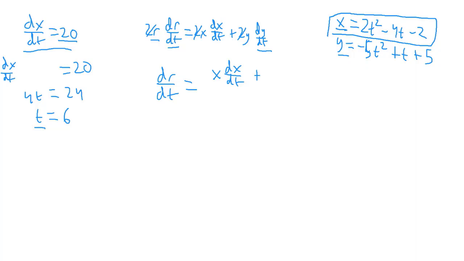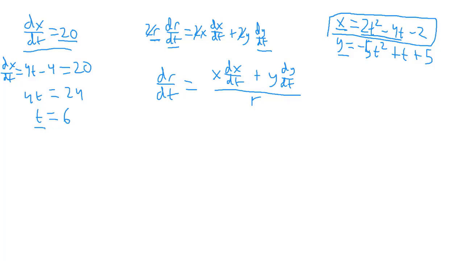dx/dt equals 4t minus 4. So that's where our 4t minus 4 comes from, just taking the derivative up here. So we find dr/dt is x dx/dt plus y dy/dt, all over r, right? Because now we're just dividing by this r on the right side.